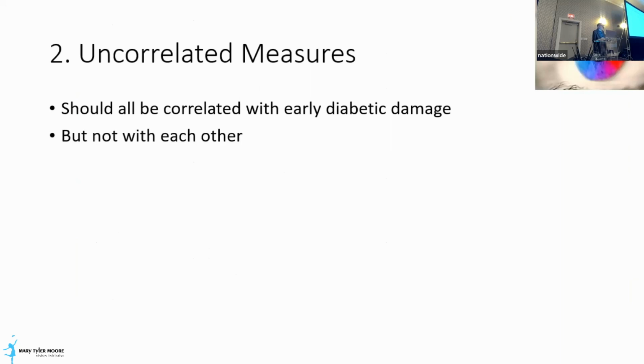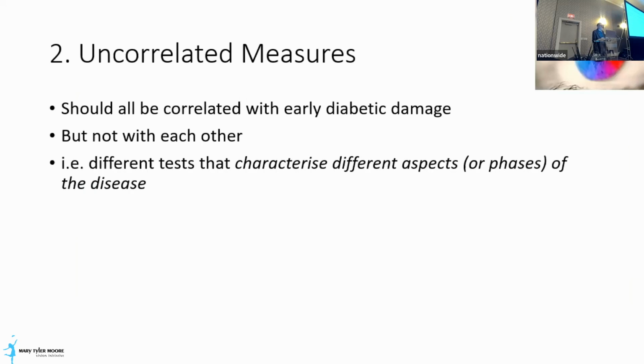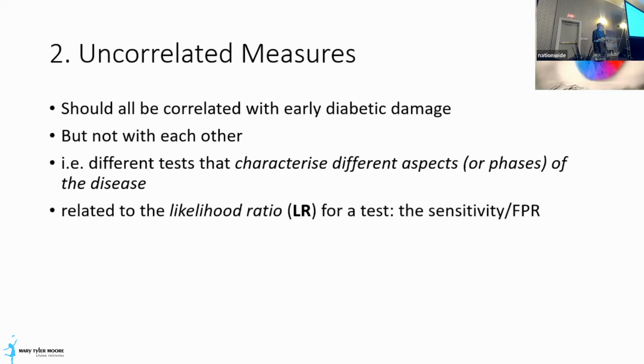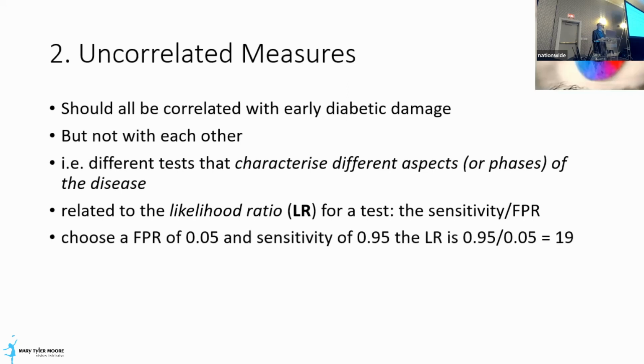And these things should not be correlated with each other because they would be tests that characterize different aspects or different phases of the disease. They're measuring different things. So this can be related mathematically to what's called a likelihood ratio. You pick a sensitivity of interest and a false positive rate, you take their ratio. And typical for a test where you have a sensitivity of 95% and a false positive rate of 5%, you get a likelihood ratio around 18, 19, 20, something like that.